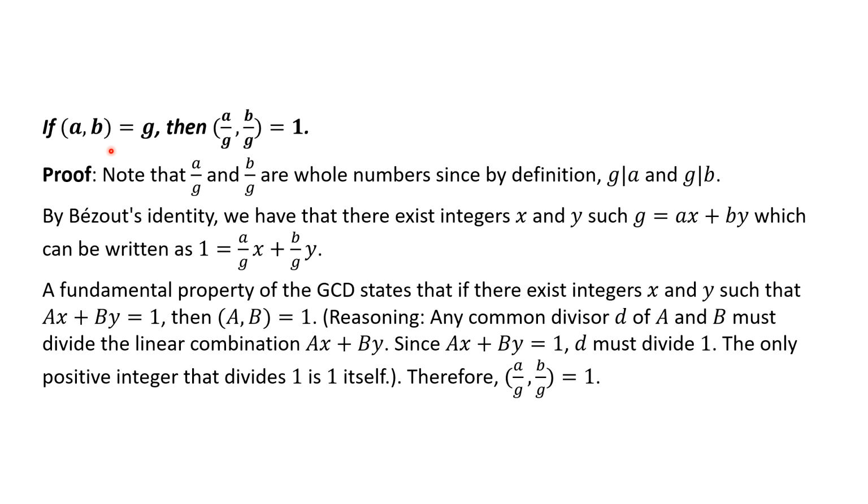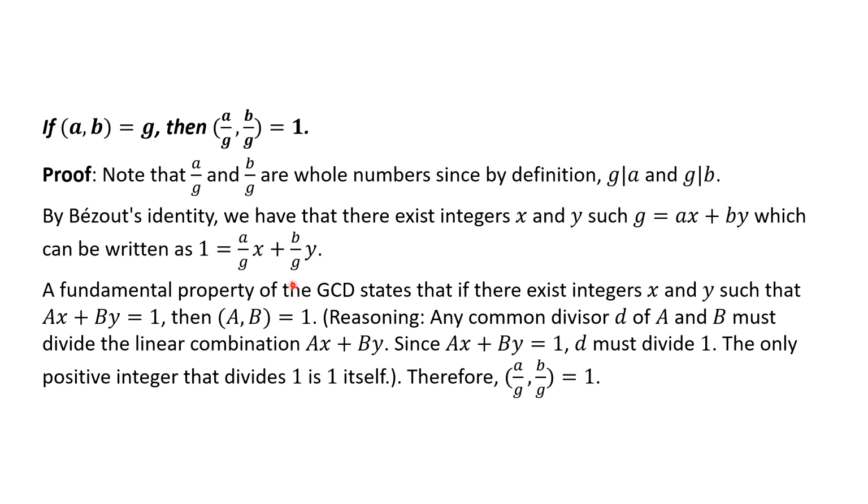We have another result on this slide. If the GCD of a and b is equal to g, then the GCD of a divided by g with b divided by g is 1. Just take note that a divided by g and b divided by g are both whole numbers, since g being the GCD divides both a and b. By Bezout's identity, we have that there exist integers x and y such that g equals ax plus by, which can be written as shown here.